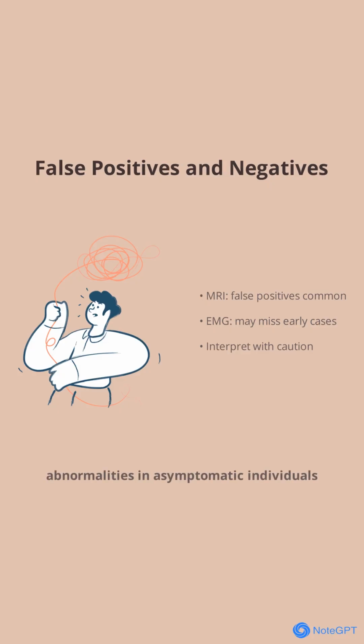Both EMG and MRI can produce false positive and false negative results. MRI may show abnormalities in asymptomatic individuals, while EMG may miss cases in the early stages or with certain types of nerve damage. Understanding the reasons for these discrepancies, such as overlapping innervation, technical limitations, or patient variability, helps clinicians interpret results more accurately and avoid misdiagnosis.